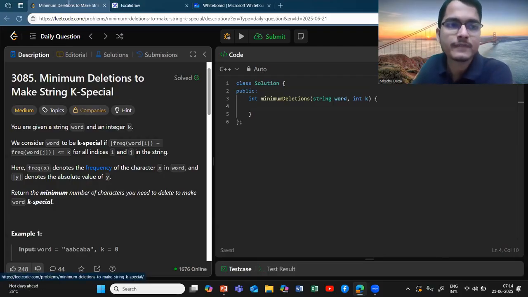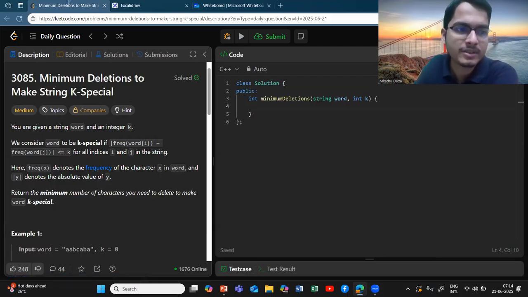So let's try to see the problem statement at first. Minimum deletions to make a string k-special. You are given a string word and an integer k. We consider word to be k-special if the frequency difference of any two letters in the word is less than or equal to k, for all such i and j. So any two letters in the word you take, you want the difference of their frequencies to be at most k. That is, you want them to lie within a window.